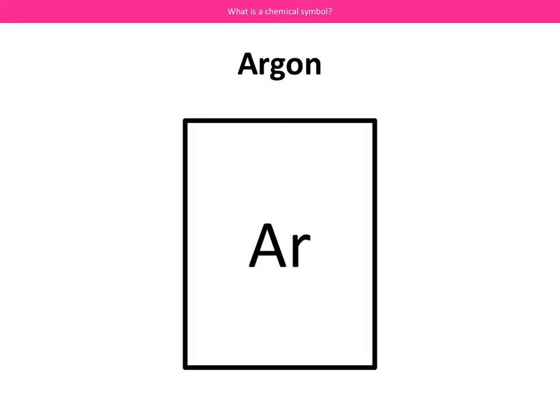So if we find argon on the periodic table, we'll discover that it's represented with a 2-letter symbol, Ar. And remember, the first letter is always a capital, and the second letter, if there is a second letter, will always be lowercase. So this is our chemical symbol for argon. Carbon has only 1 letter as its symbol, and of course this has to be a capital. So carbon's symbol is this capital C. The symbol for potassium is K.